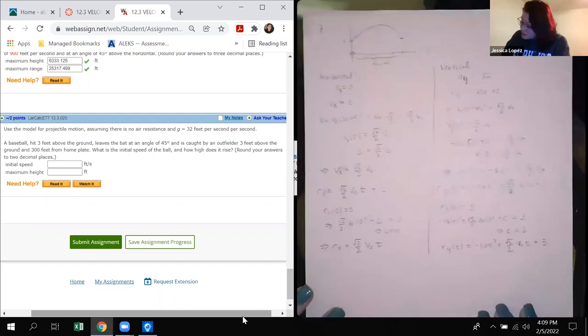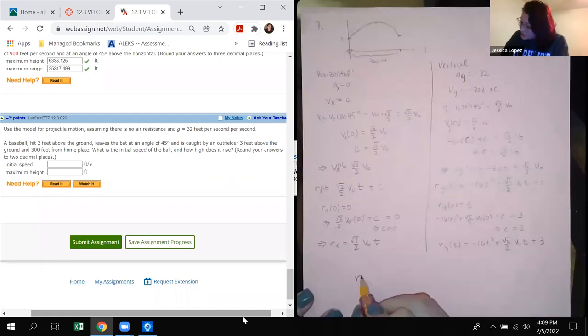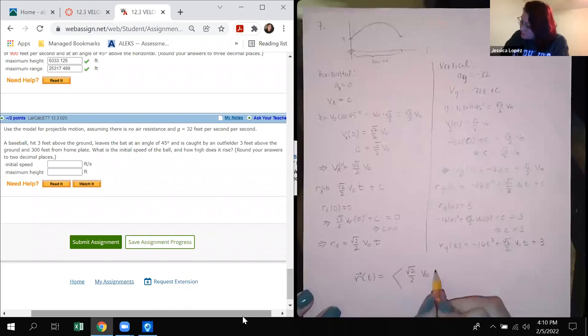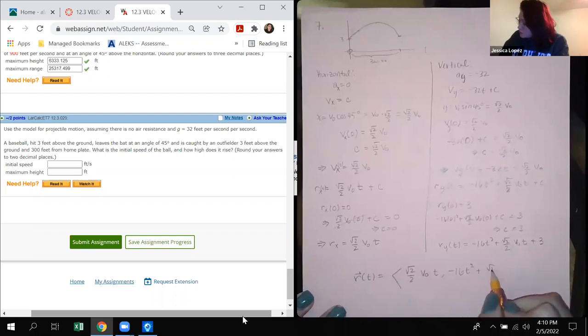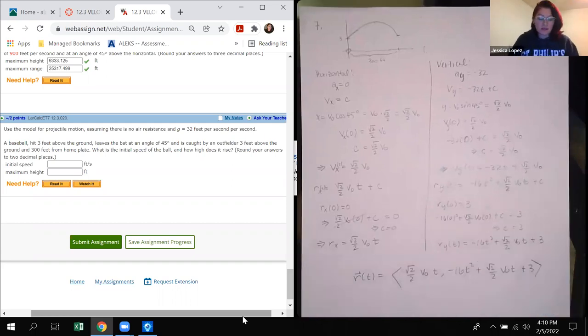So now I have my position vector, r of t, is going to be square root of 2/2 v naught t and -16t squared plus square root of 2/2 v naught t plus 3. Okay. And so that's what I get for my position vector. But again, that is just to get started, right? Now we still have to continue going.